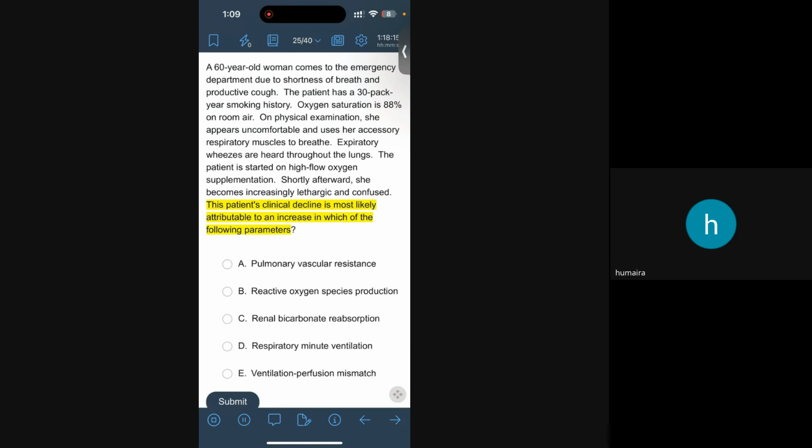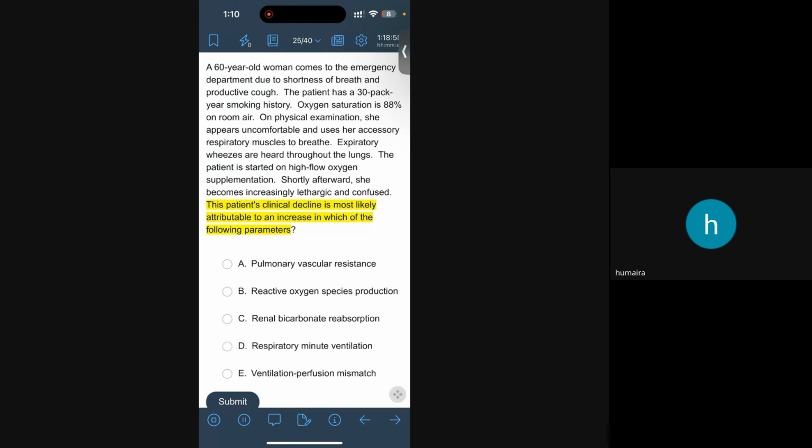There's a 60-year-old woman who comes to the emergency department due to shortness of breath, productive cough. She has a 30 pack-year smoking history, 88% on room air, appears uncomfortable, and uses accessory muscles to breathe. Expiratory wheezes are heard throughout the lungs. The patient is started on high-flow oxygen supplementation. Shortly afterwards, she becomes increasingly lethargic and confused. So what is the diagnosis here?